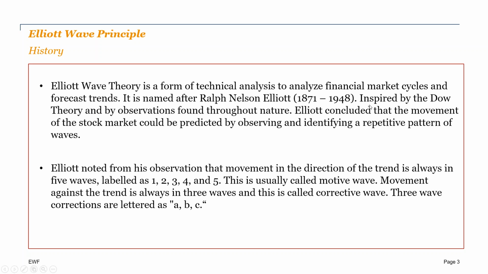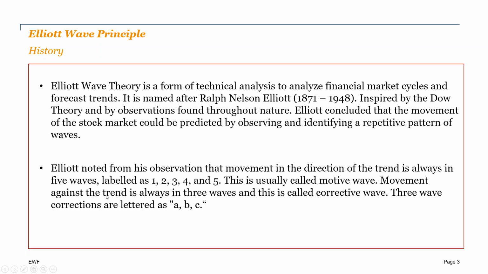But based on his observation of the Dow theory and also his observation throughout nature, Elliott concluded that the movement of the stock market could be predicted by observing and identifying a repetitive pattern of waves. Very simply, Elliott noted that movement in the direction of the trend is always in 5 waves, right? If it is with the trend, it is always in 5 waves, labeled 1, 2, 3, 4, 5. This is usually called a motive wave. Movement with the trend is called a motive wave, and usually it's 5 waves.